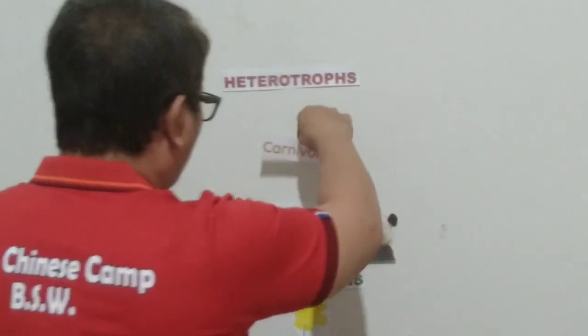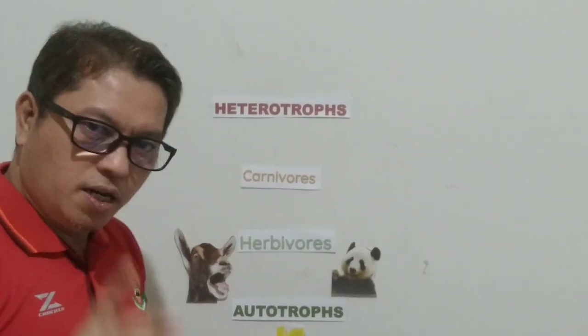Now the next level is the carnivores. Can you follow after me? Carnivores. So the carnivores is over here. Okay? So what are the carnivores? They are the animals that eat meat.